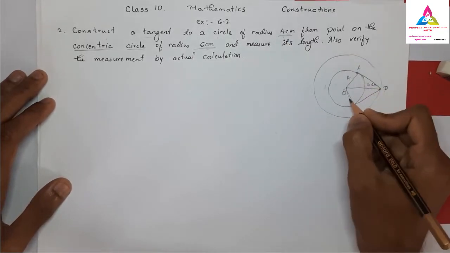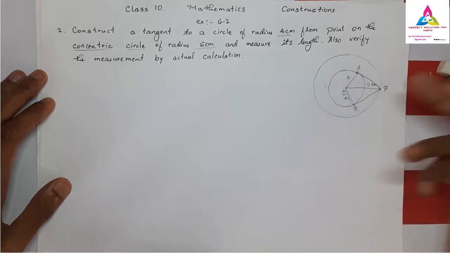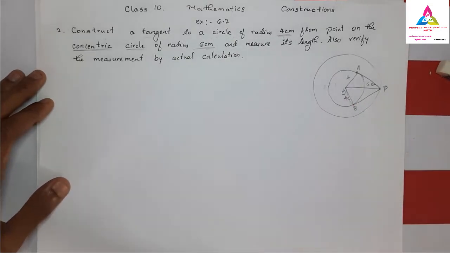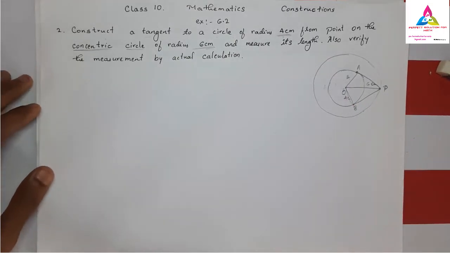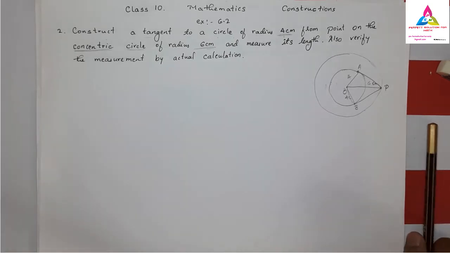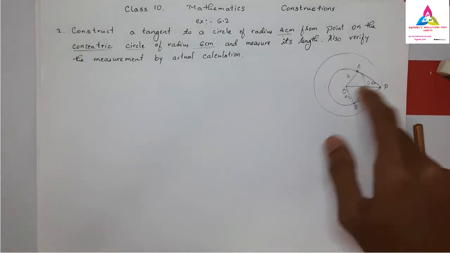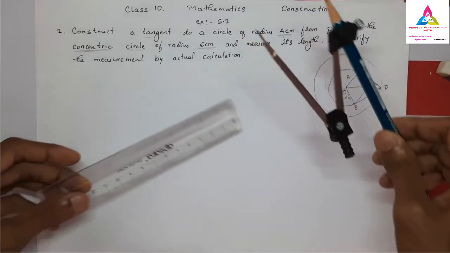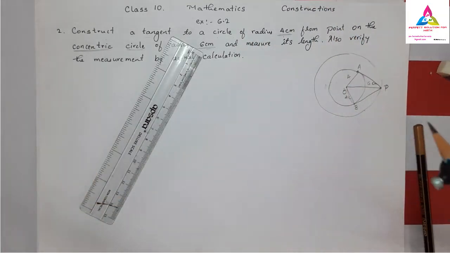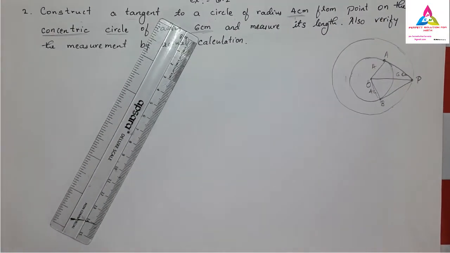So OA will be 4 cm, OB will be 4 cm. So this is the rough diagram for what we are going to construct. For this purpose, first we have to construct the two circles. So let us take a compass and the scale to measure and draw that circle.